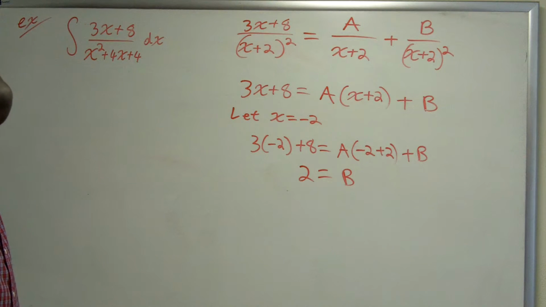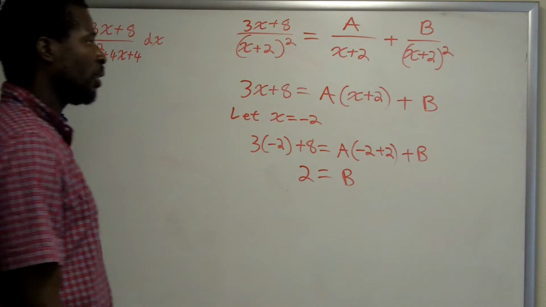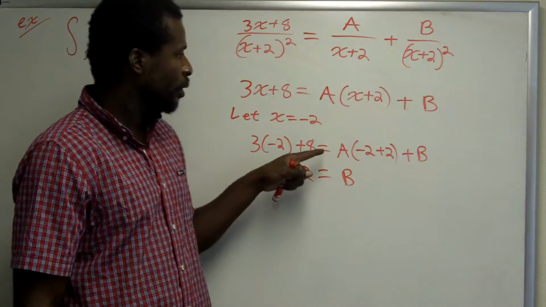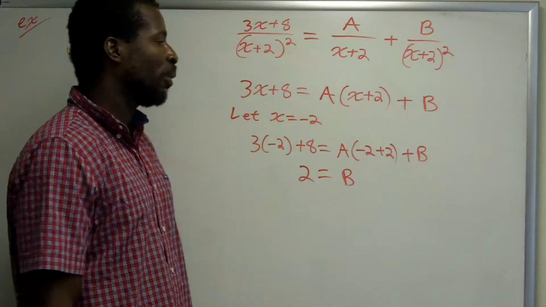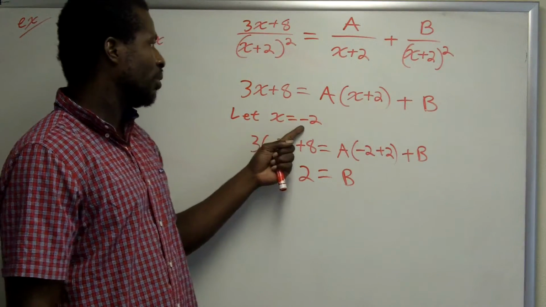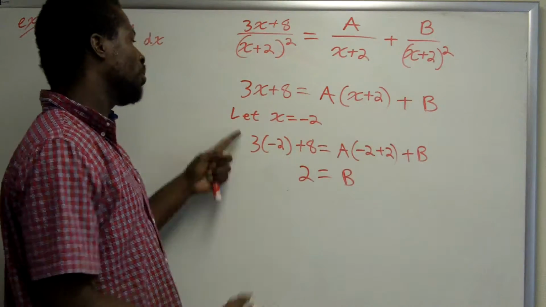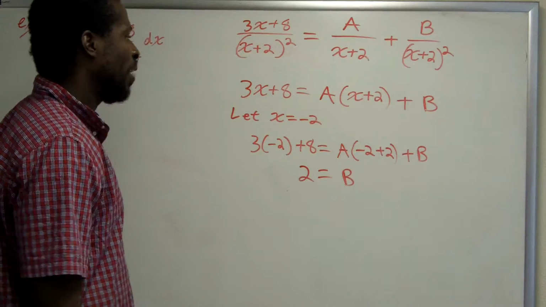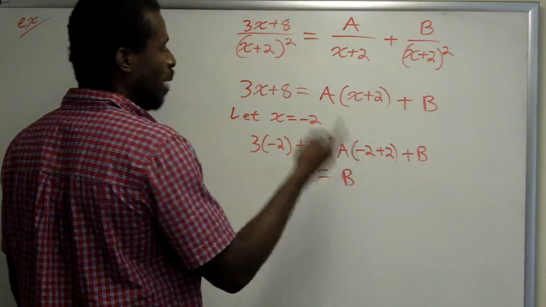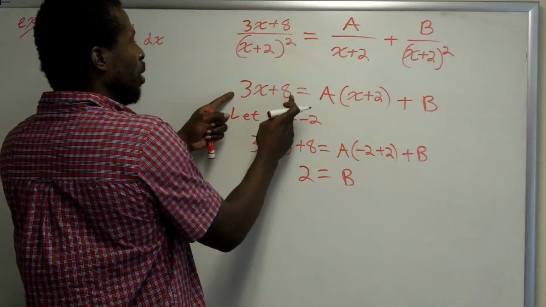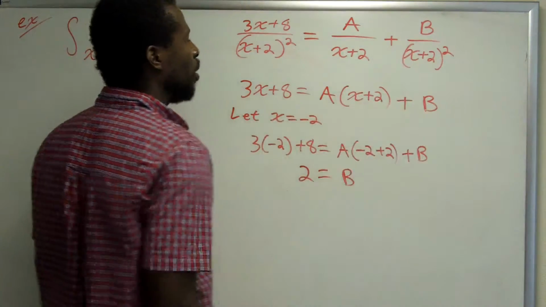Once I find out that B is equal to 2, I can actually find out what A is. Here's the thing. I don't have any other factor to plug in because x plus 2 was the only factor of the denominator. So to find A, I'm not going to be able to do it using that trick. To find A, this is what I have to do. I'm going to have to match up the terms on this side with whatever terms come out on this side.